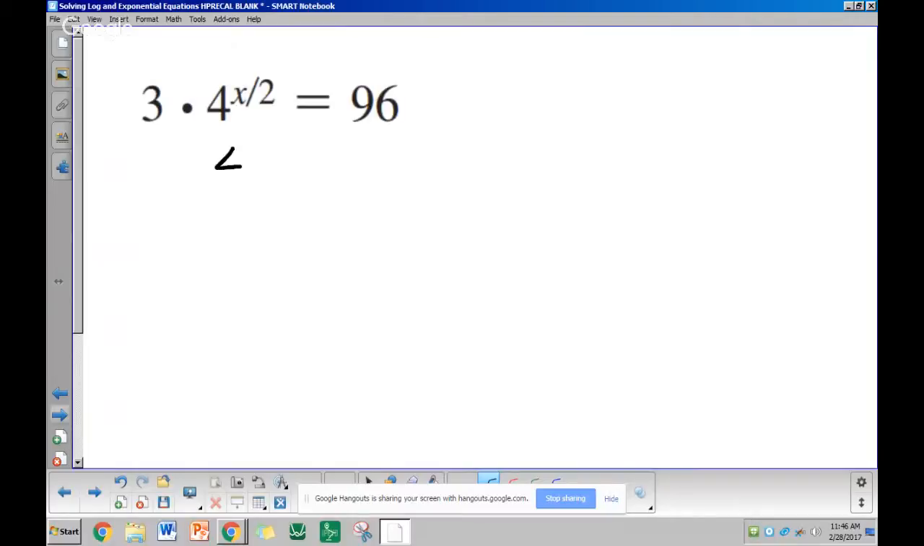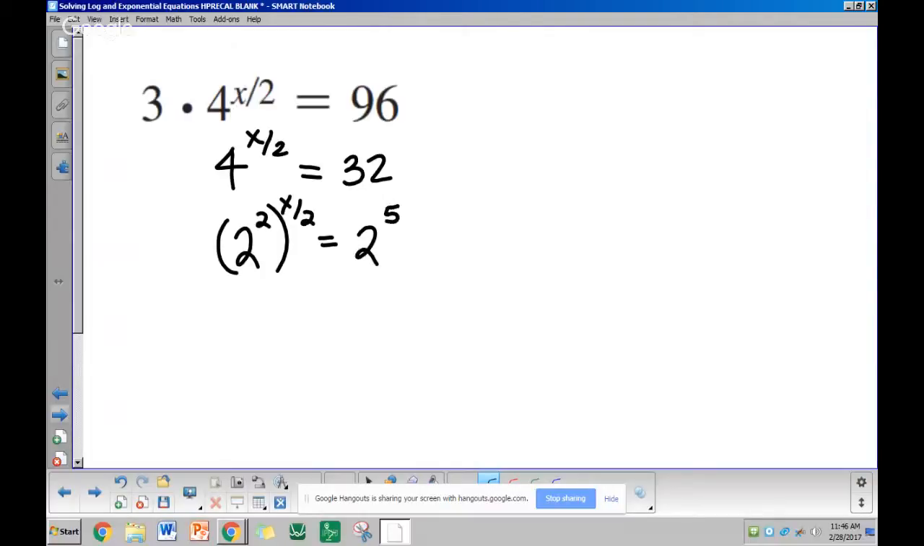So we're going to get 4 to the x over 2 equals 32. Good. Now, I can get the same base here again on both sides, but it's not going to be 4. It's going to be 2. So this will be 2 squared to the x over 2 equals 2 to the 5th. And so when I multiply these exponents, because when you raise a power to a power, you multiply, this will be 2 to the x equals 2 to the 5th, making x equal to 5.